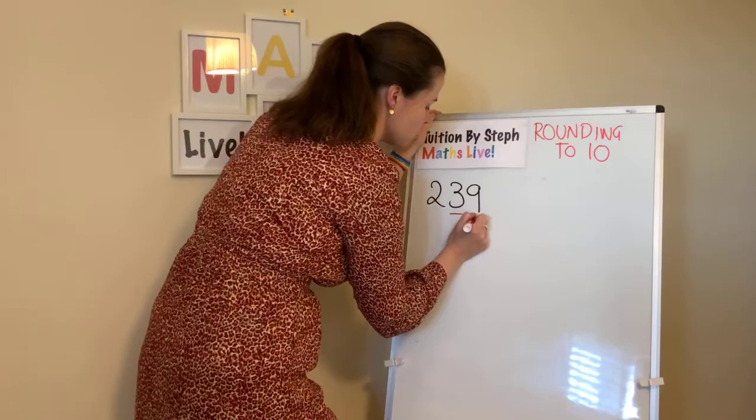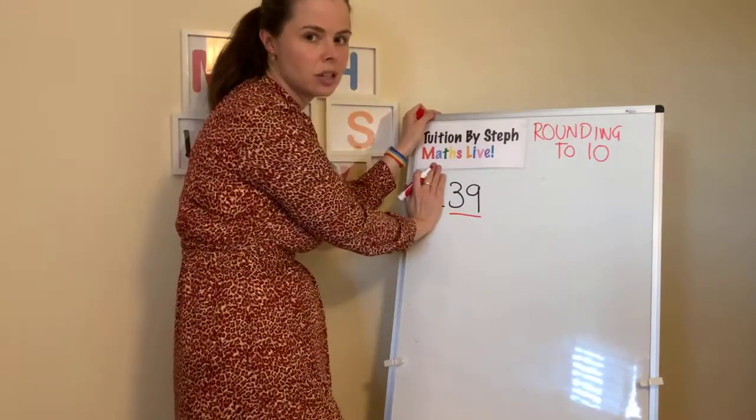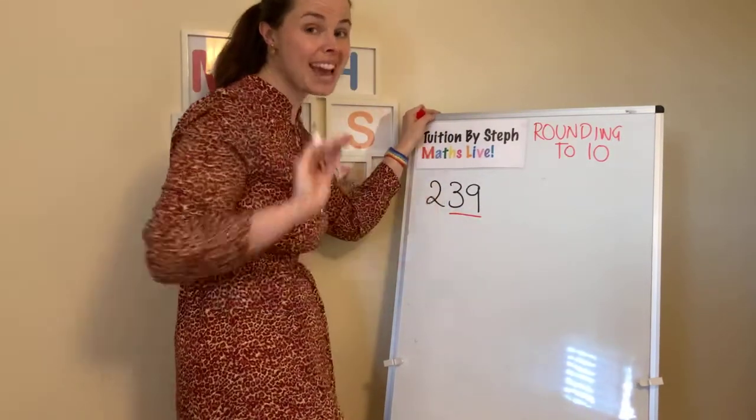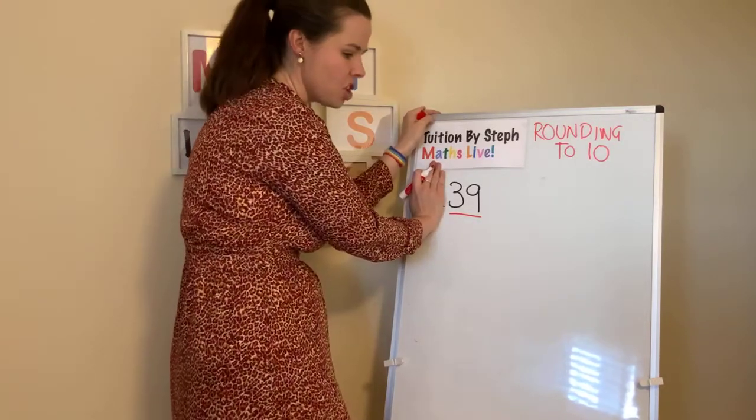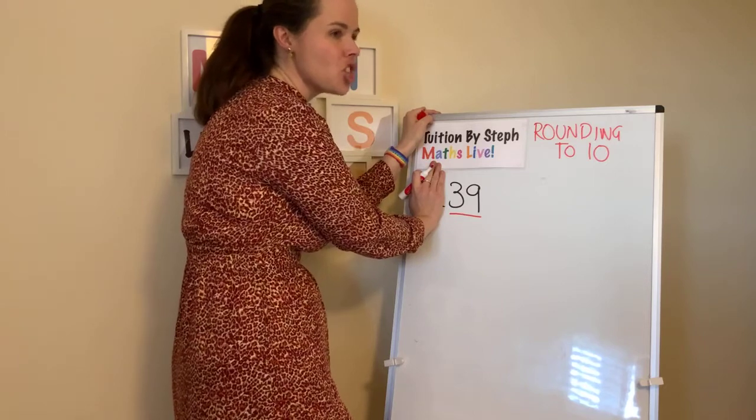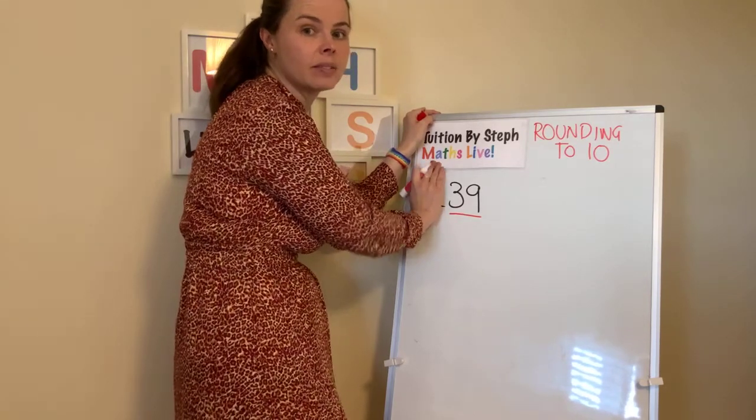Focus on your 10s and your 1s. Almost pretend the hundreds are not there. Don't forget about them, just pretend for now, okay? The hundreds aren't there. 39, right. What is 39 to the nearest 10? 40.